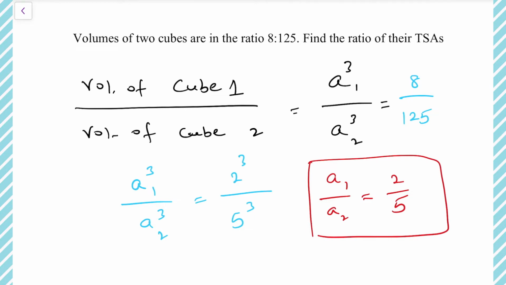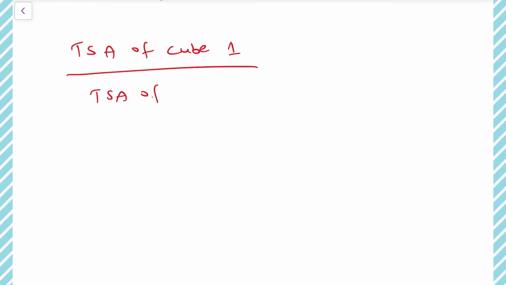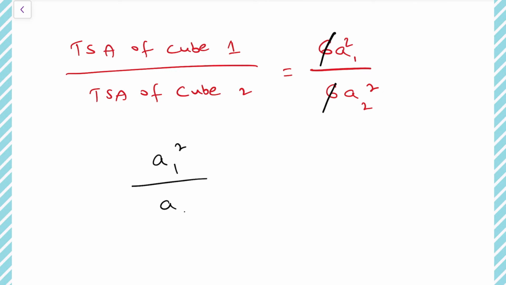Now he is asking what is the ratio of their total surface areas. So what is the formula for total surface area of a cube? TSA of cube 1 by TSA of cube 2. Total surface area of a cube is 6a square. But here cube 1 is there, so I'm taking 6a1 square divided by 6a2 square. Here 6 both will get cancelled. Then finally we remain with a1 square divided by a2 square.